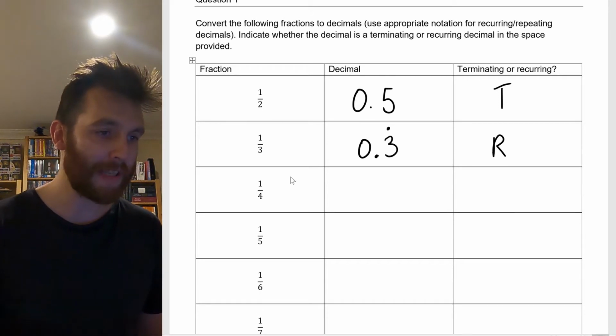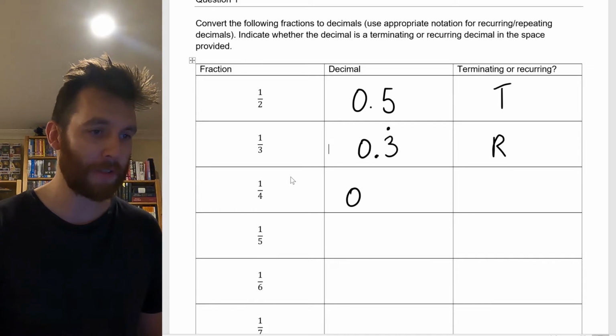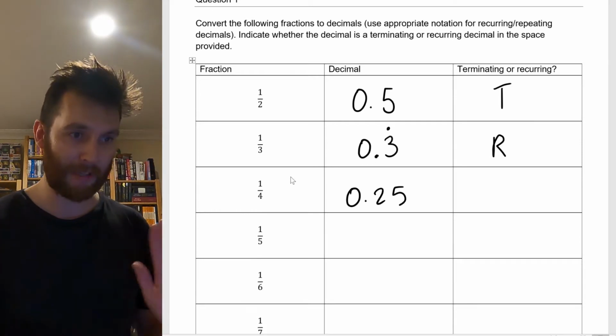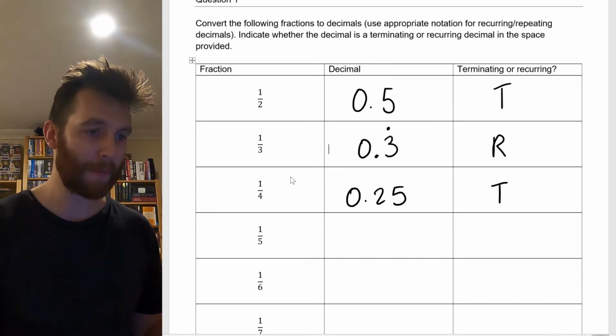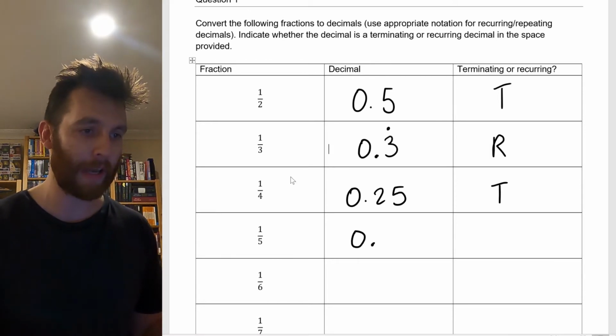1 over 4 is easy enough. That's 0.25, so a quarter. Because it finishes there, that's a terminating decimal. 1 over 5 is similar. That's 0.2, which is terminating as well.